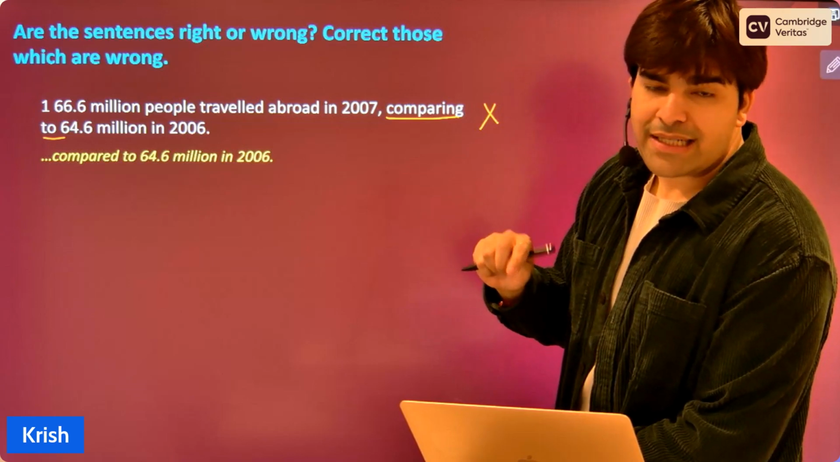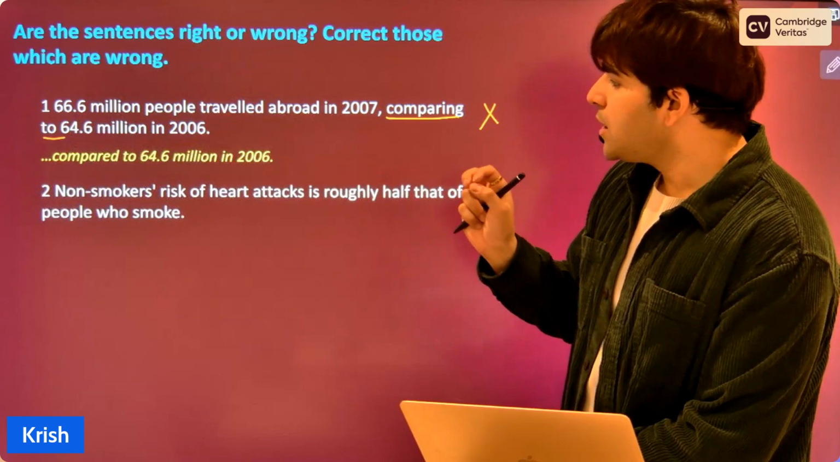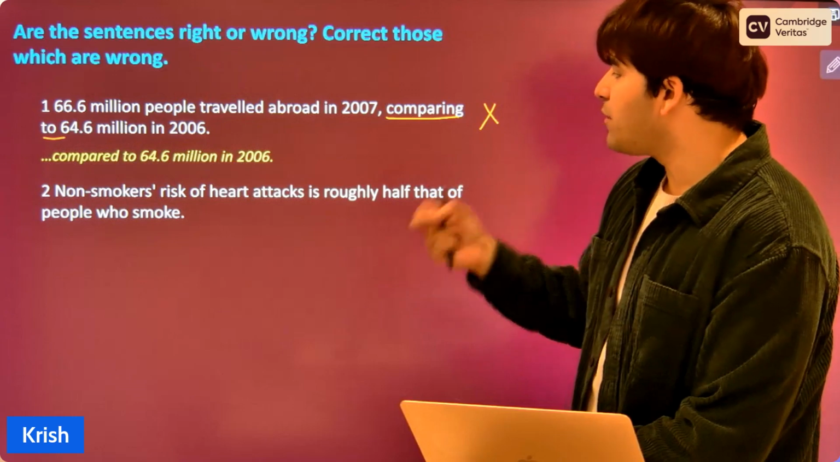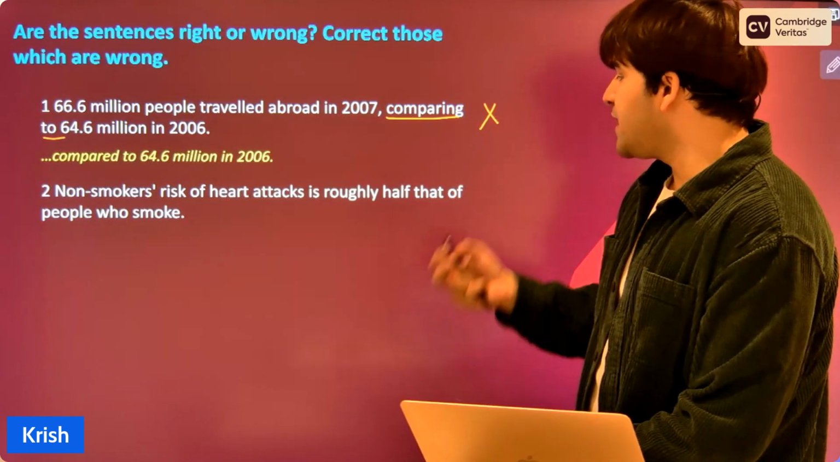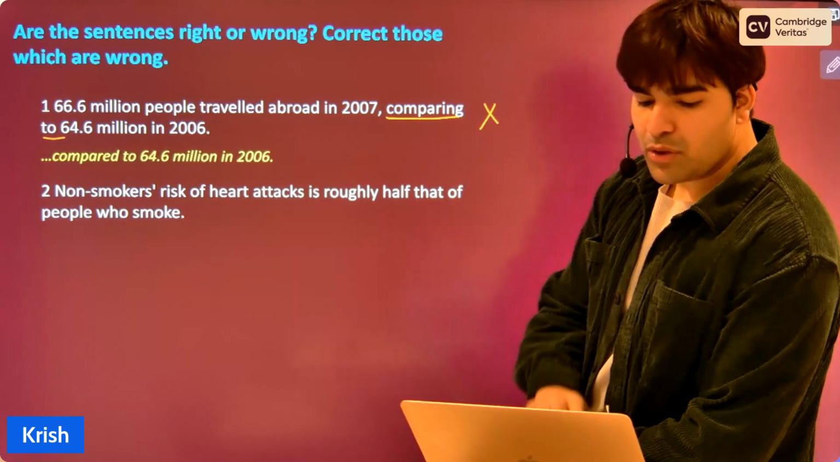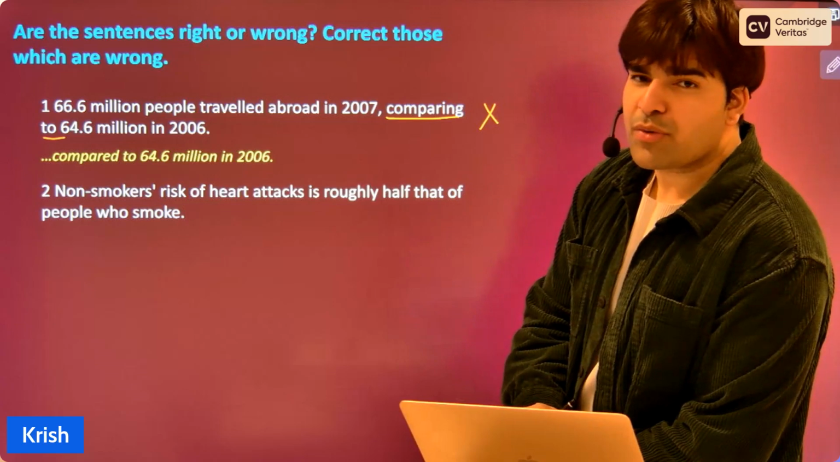I'm now going to show you sentence number 2. Non smokers' risk of heart attacks is roughly half that of people who smoke. Which one do you think is right?